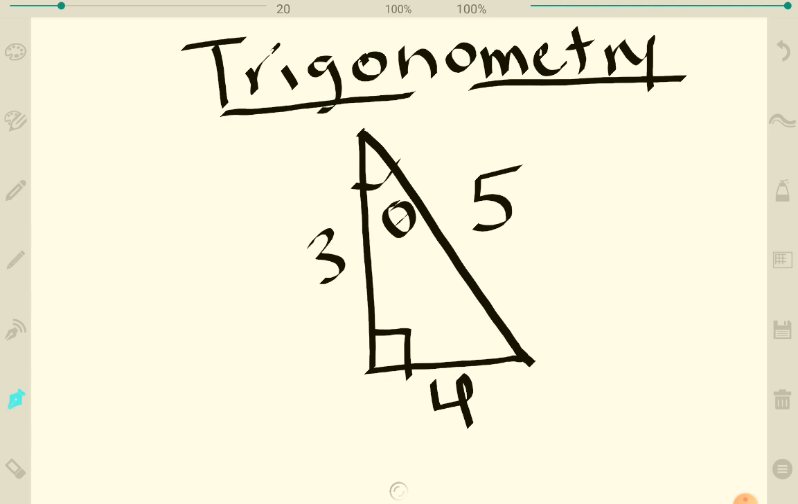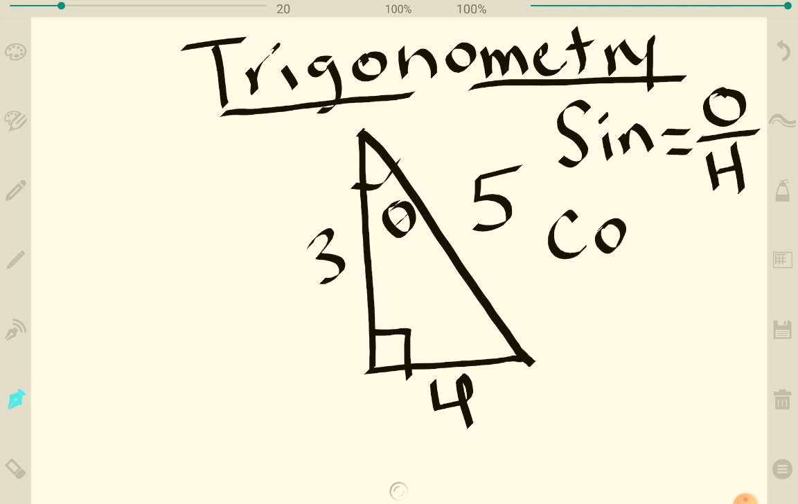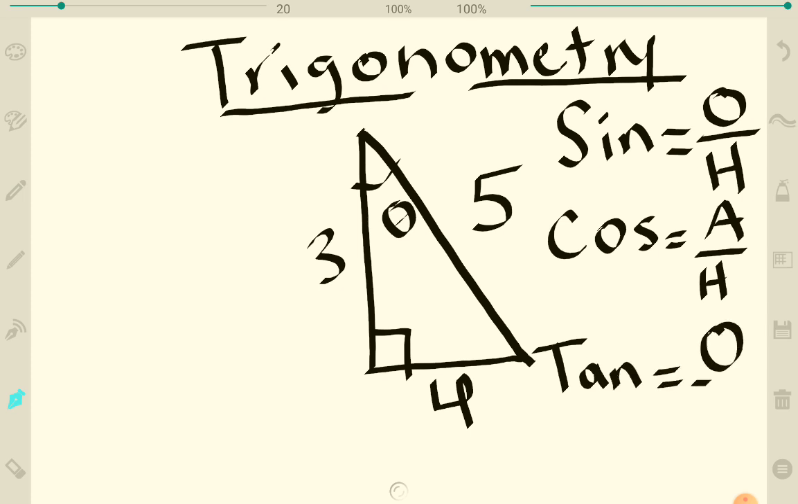So we have to go over all the major keys first. Sin is short for sine, and sin is going to be opposite over hypotenuse. Cos is short for cosine, and that's going to be adjacent side over hypotenuse. And tan, which is short for tangent, is going to be opposite over adjacent.